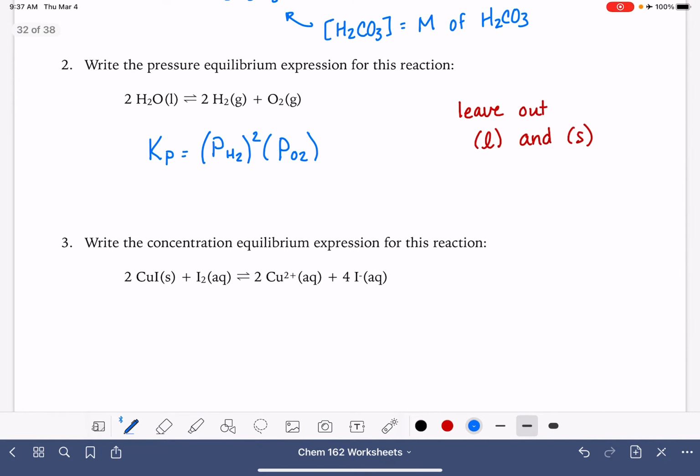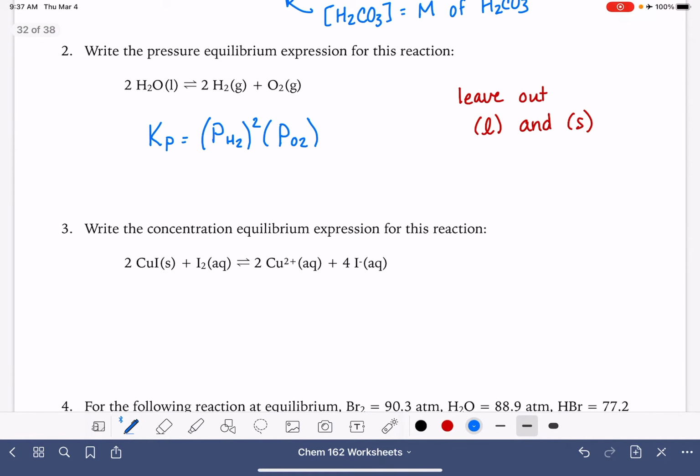Here is another one. We're writing this time a concentration equilibrium expression. So we're going to go products over reactants raised to their stoichiometric coefficients, leaving out the solids and the liquids. We have a solid, so we're going to want to leave that one out when we're writing this. Starting with our products, we have Cu2 plus, and its stoichiometric coefficient is 2. And then we have I minus, and its coefficient is 4. And then our reactant, the only one that we're going to include is I2, and its coefficient is 1.